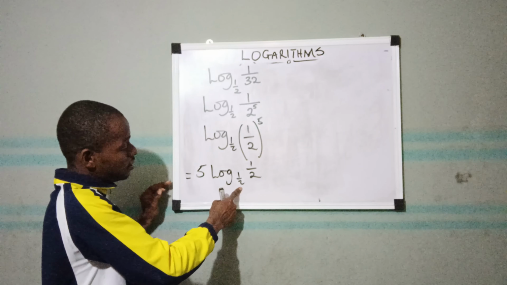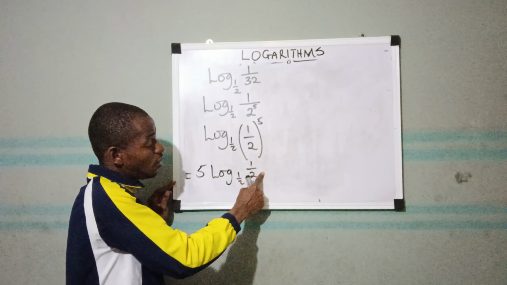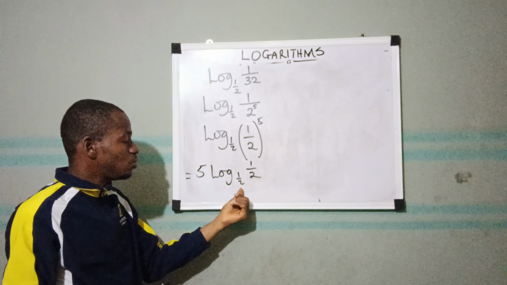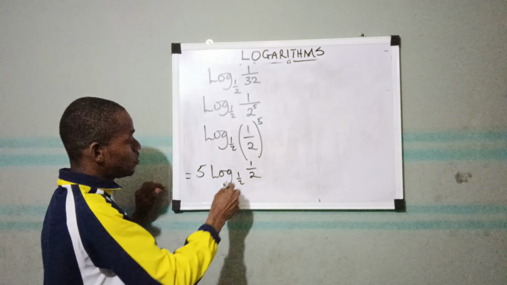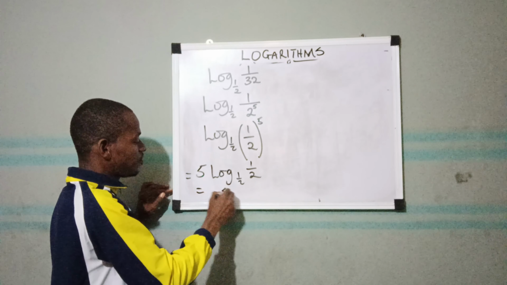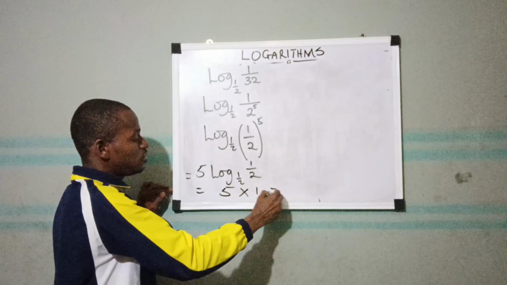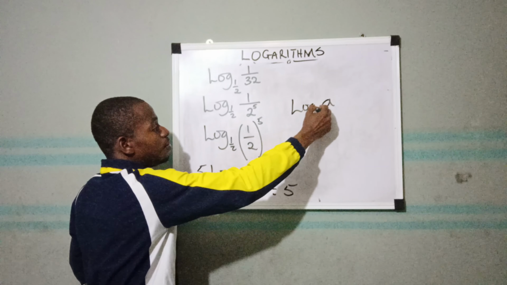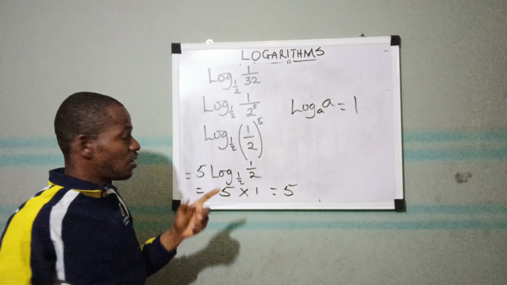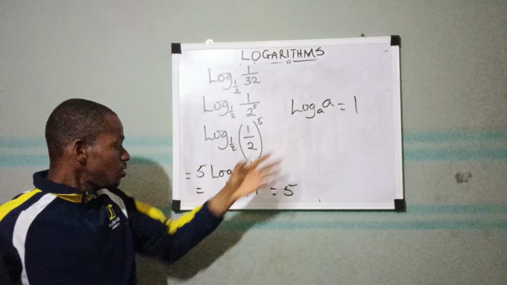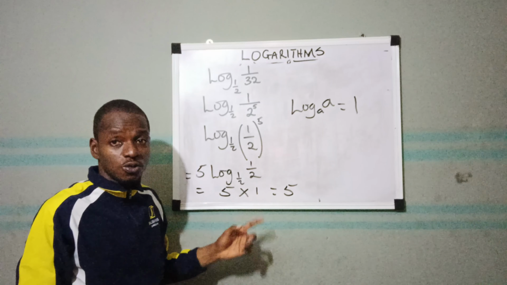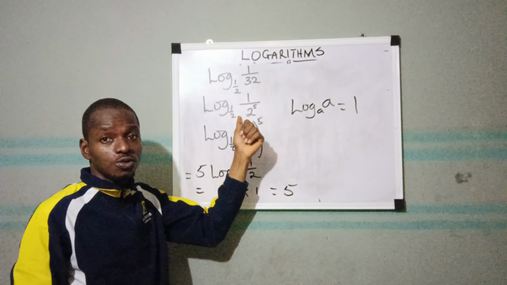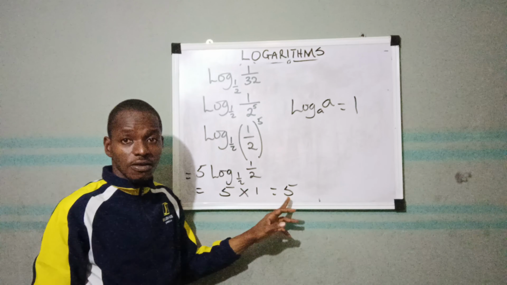Now the base and the number to which you are finding the logarithm are the same. So the logarithm of a number to the same base is 1, and this and this will go. So this is the same thing as 5 times 1, which is equal to 5. If I have log a to the base a, it is the same thing as 1. I think that was the fourth law that was given. So log 1 over 2 base 1 over 2 is 1. So the answer of the logarithm of 1 over 32 base 1 over 2 is 5.